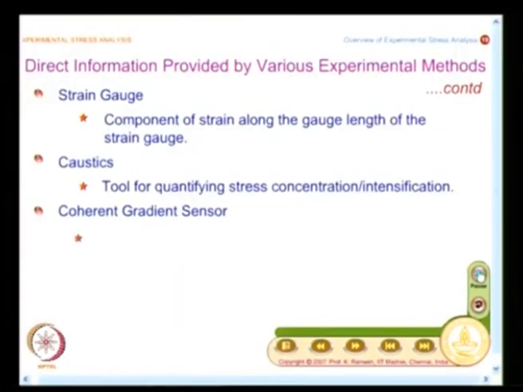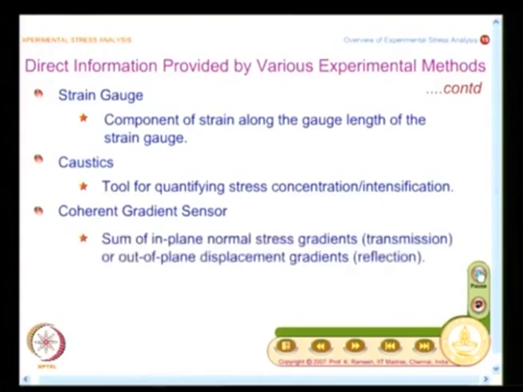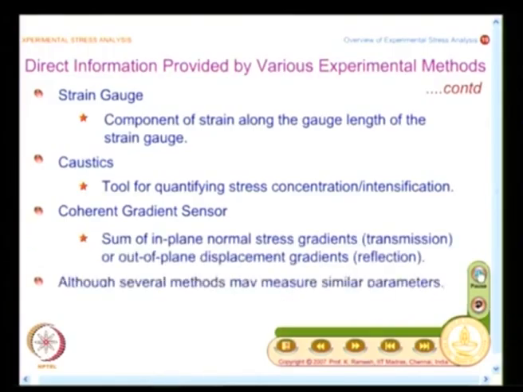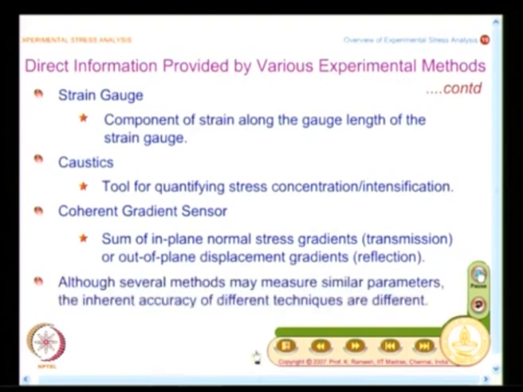So, in a sense it is also localized information you get, and a variation of caustics is the coherent gradient sensor. It is an optical method, and you get the sum of in-plane normal stress gradients in transmission arrangement, or out-of-plane displacement gradients in reflection arrangement. And as I said earlier, although several methods may measure similar parameters, the inherent accuracy of different techniques is different.